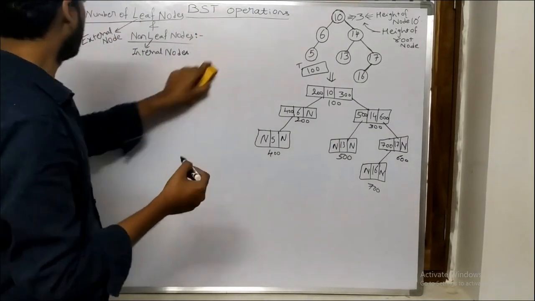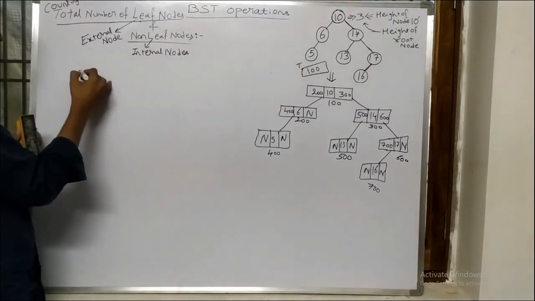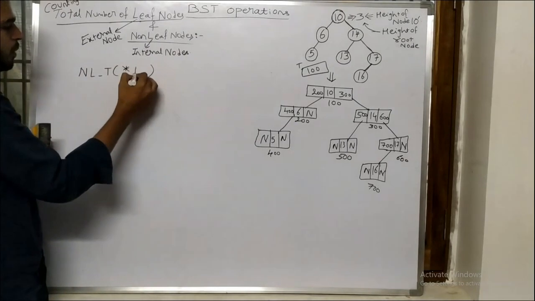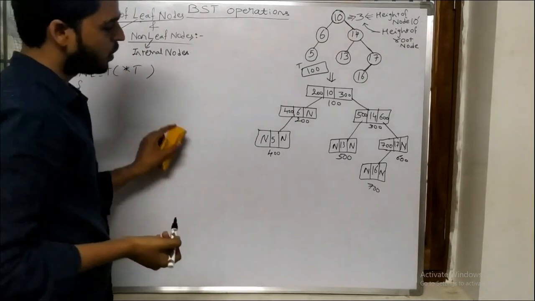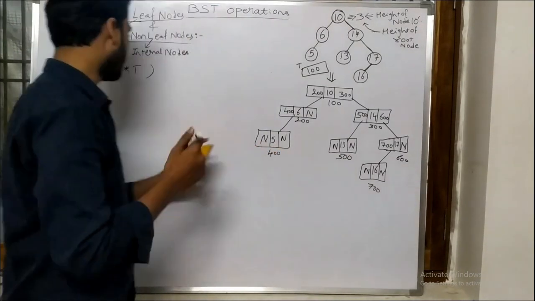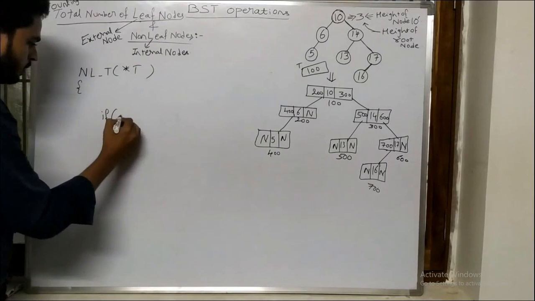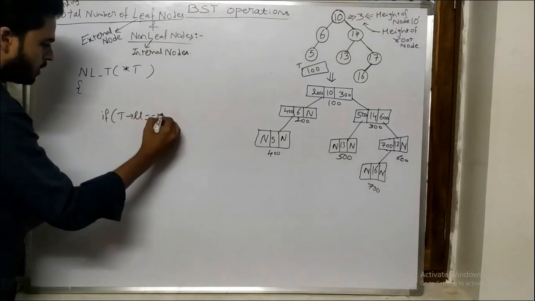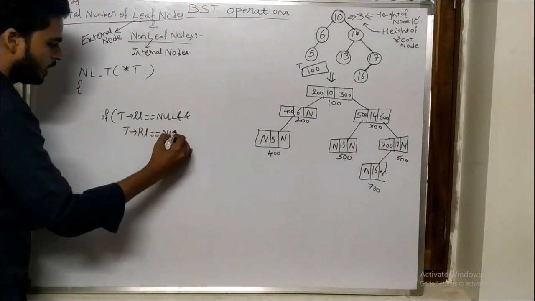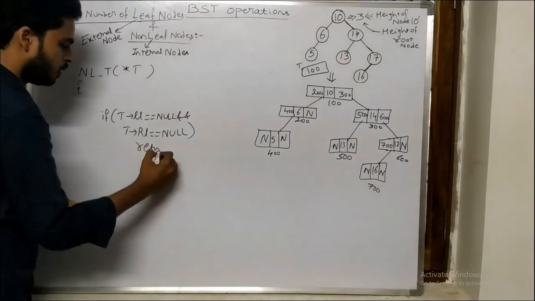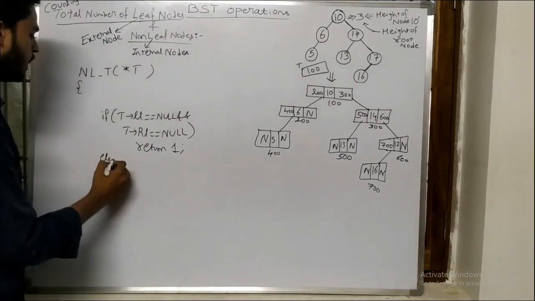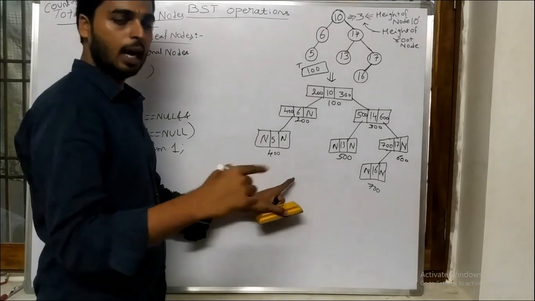If you want to write the total number of leaf nodes in a tree, what are we going to do? I count a leaf node when the left address is null and the right address is null. So for that I am writing the logic. If t->left is null and t->right is null, then I can say my count is 1. Otherwise, I will search for all the leaf nodes.